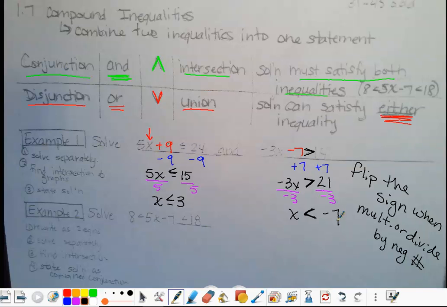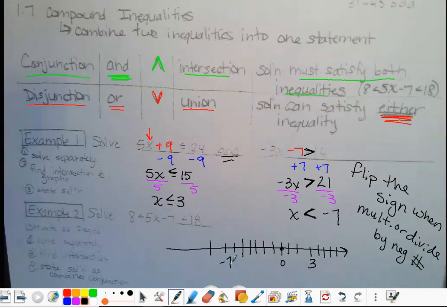The other thing we should do is graph this. Because this is an and, which is an intersection, let me graph this. If I put 0 here, because we're going to 3, so 1, 2, 3, and then negative 7. Oh, I need more. 1, 2, 3, 4, 5, 6, 7. I always go a little bit longer.